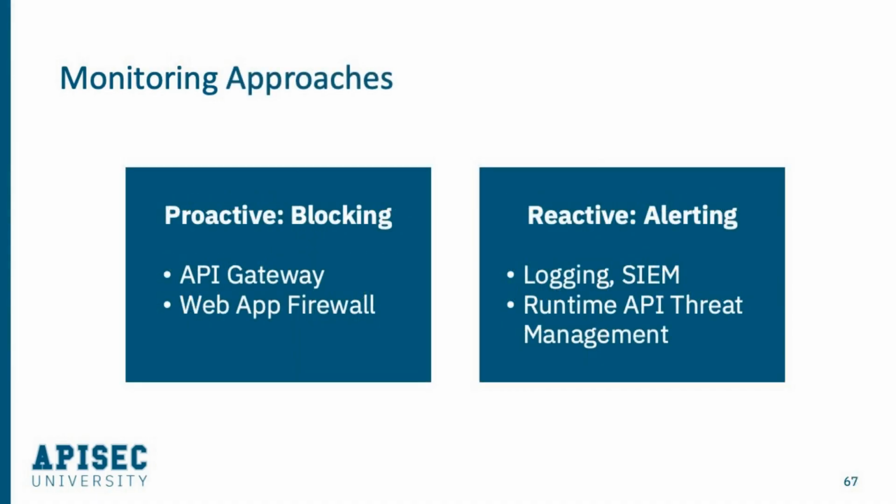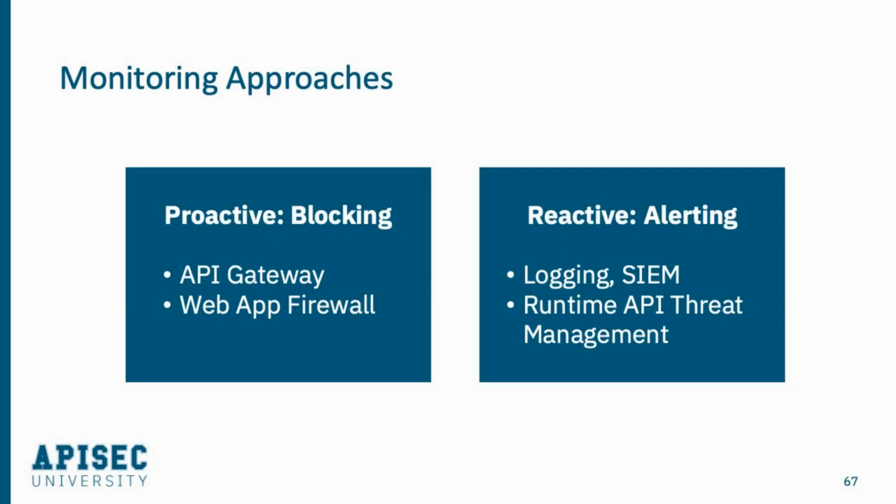Now, there are really two fundamental approaches to runtime monitoring. There's a proactive blocking approach, which you'll find with things like a gateway or a web app firewall. Here's where you can actually enforce policy. You can define in a gateway that these endpoints are only accessible with valid authentication, and they actually perform the authentication. Or with the firewall, maybe you want to implement rate limiting or IP whitelisting or these types of things. And if the traffic doesn't match, it gets blocked.